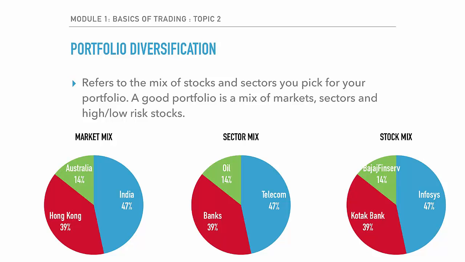Then a good stock mix is important for your portfolio. When I say a good stock mix, I mean that you should have a mix of high risk companies and low risk companies. A high risk company is a very rapidly growing company. A low risk company is a mature company paying dividends and growing steadily.